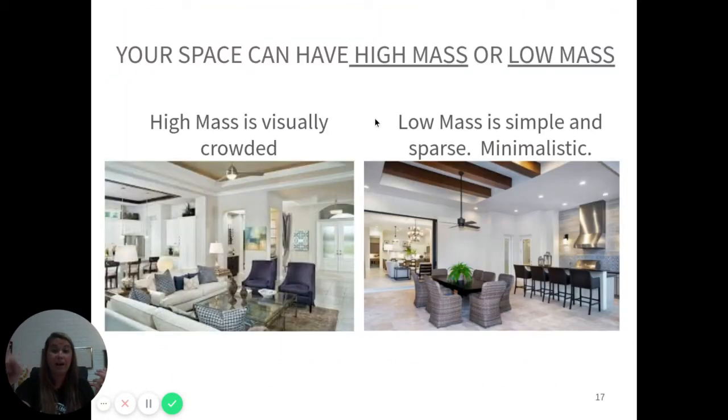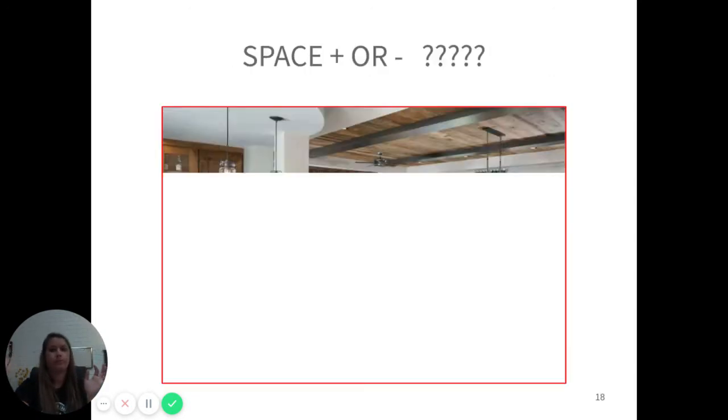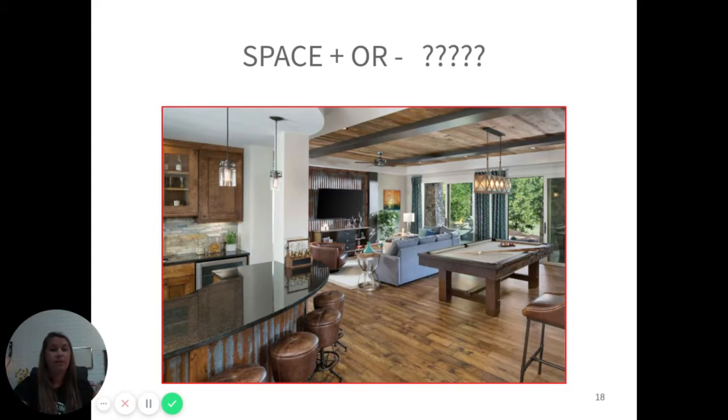Space can be high mass or low mass. I noticed several test questions about this. High mass basically means crowded. Low mass basically means not crowded. So we talk about if a space is high mass or low mass. Is it crowded or is it not crowded? Does it have a lot of stuff in it or is it pretty open and bare? Is the space high mass or low mass?